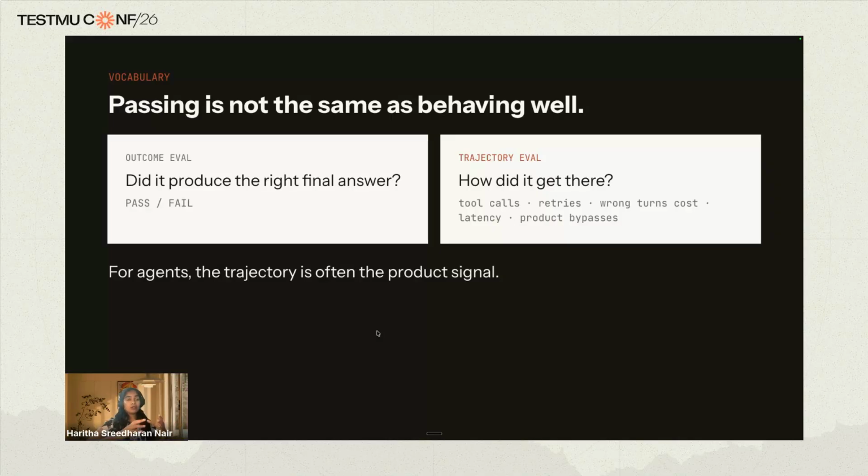The second vocabulary is pass rate, and what does passing really mean? According to us and a lot of research in this space, a pass is not just dependent on the final outcome the agent produces, but also how it got there. So this includes the tool calls it made, the number of retries it took, how much latency the surfaces have, what bypasses the agent made, and finally where it got. So the entire trajectory is part of what is being evaluated.